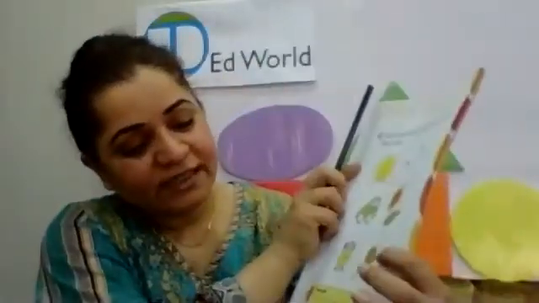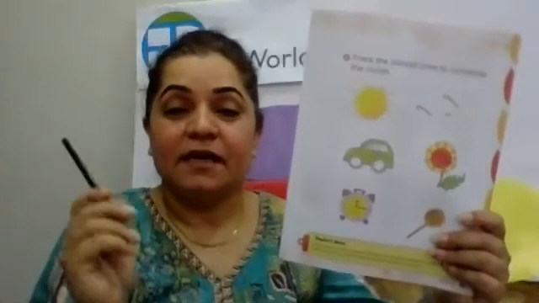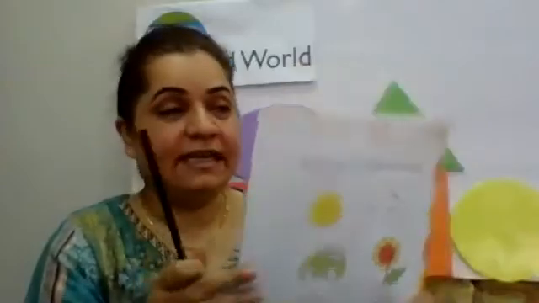So page number 23, you're going to do for your homework. You're just going to trace the dotted lines over here, and which you are going to enjoy. And I hope you can do this on your own, right? This is very easy for you. You can do this on your own.